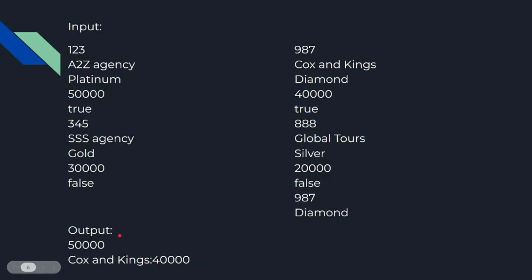Here they have given the output also. First they have printed 50,000. The output is 50,000 because they have given 4 agencies, and out of the 4 agencies, 50,000 is the highest price.